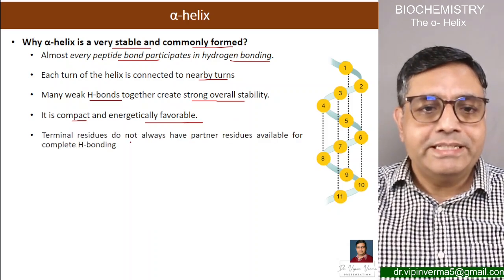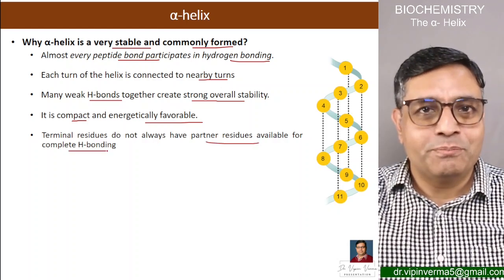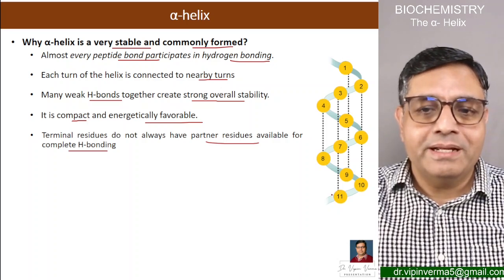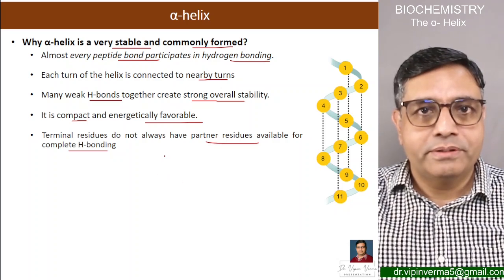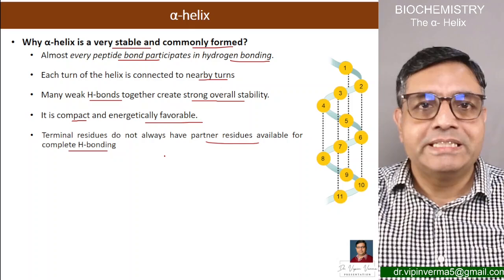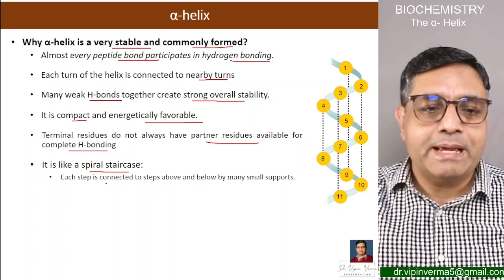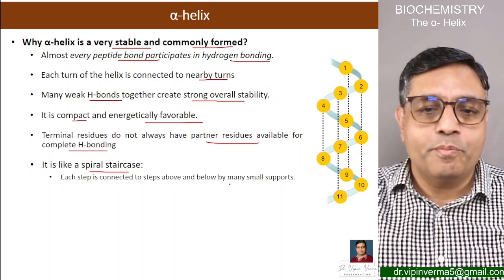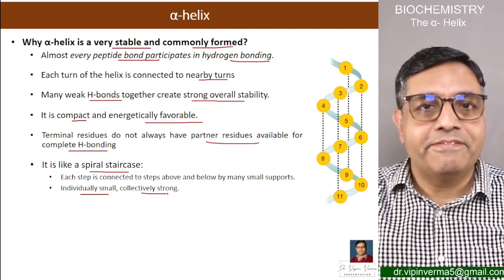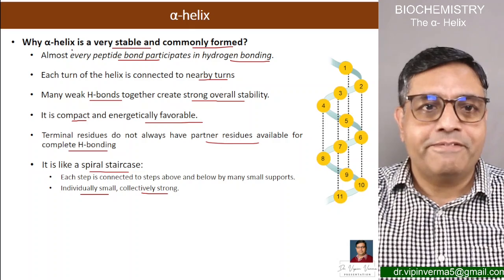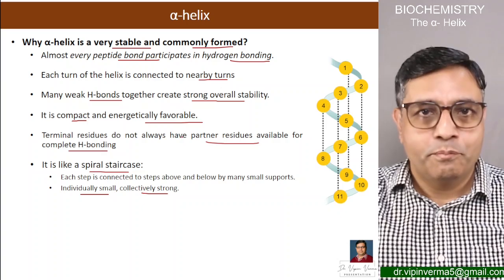Terminal residues do not always have partner residues available for complete hydrogen bonding, and therefore the terminal part of the helix usually does not participate in hydrogen bonding. What is the consequence of this? We will see shortly. It is like a spiral staircase where each step is connected to steps above and below by many small supports. Individually they are very small, but collectively they are very strong. That's why the alpha helix is very stable and commonly formed in proteins.